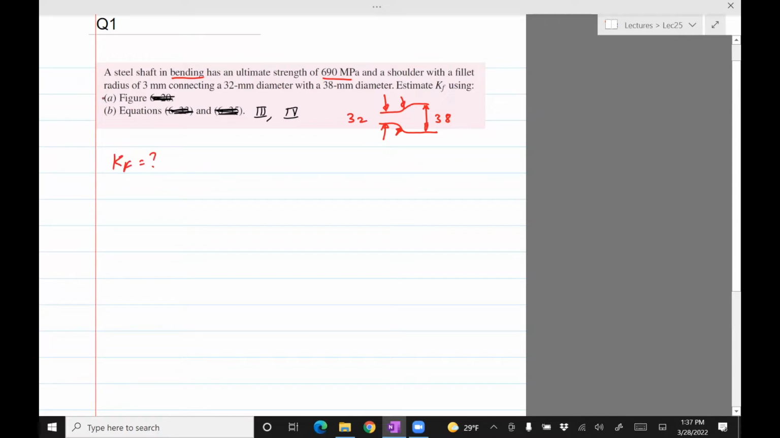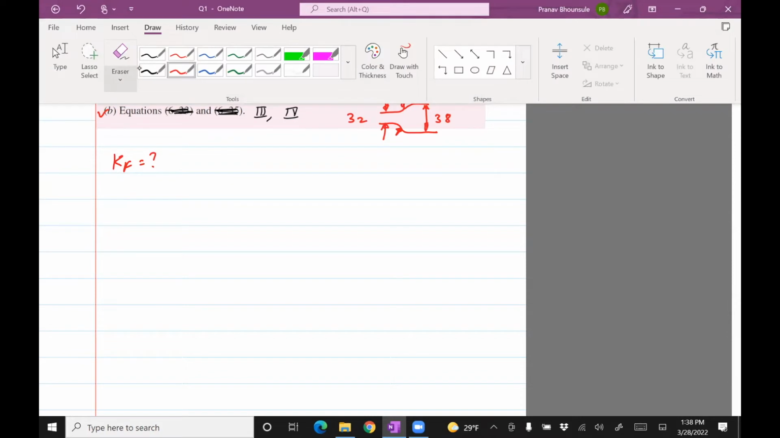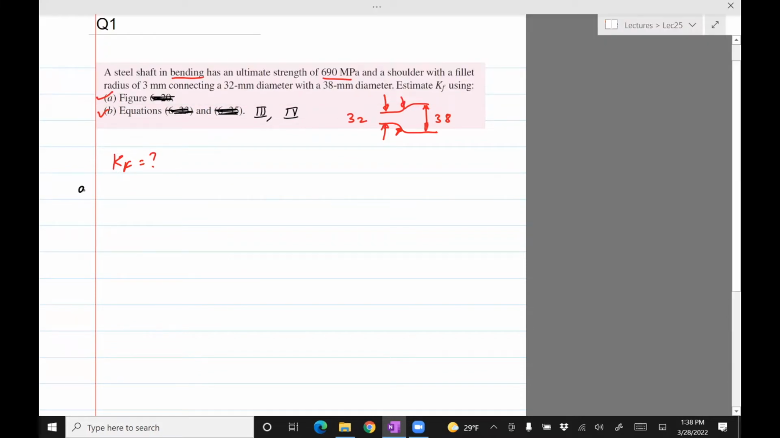Okay, and I'll show you that you can get the same answers if you use the figure, that is the plot of Q versus R, as well as using the equations which involve the Neuber constant. So we'll do it both ways and you'll see that the answers match. So let's do it. Let's go to part A.